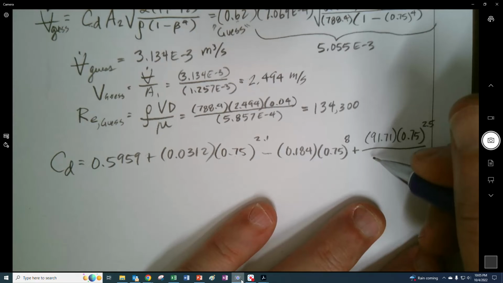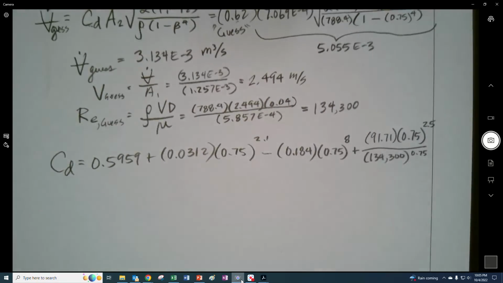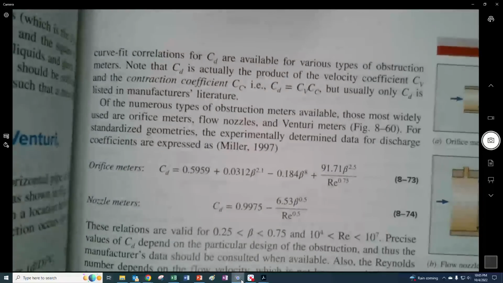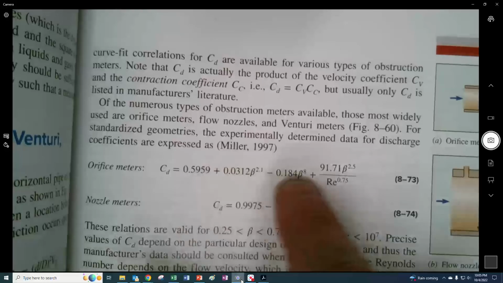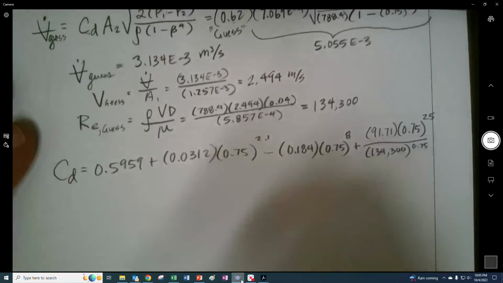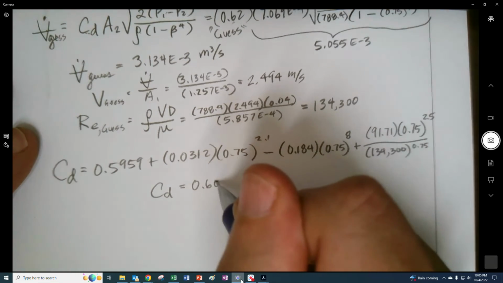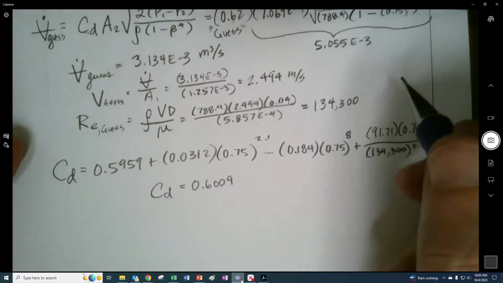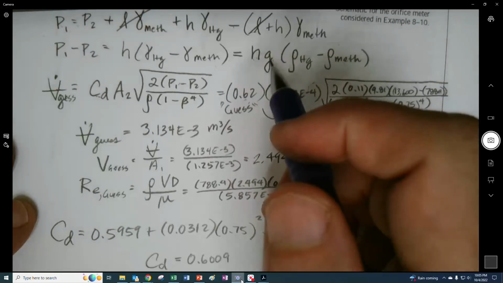All right. And then we have the Reynolds number of 134,300 raised to the 0.75, right? And for your information, once again, this is for the orifice and all of those things. And I can't say that I've double checked it. It looks like it's right. But you could see from this, we get a CD equal to 0.6009, right? And so remember that we used a guess right here of 0.62.